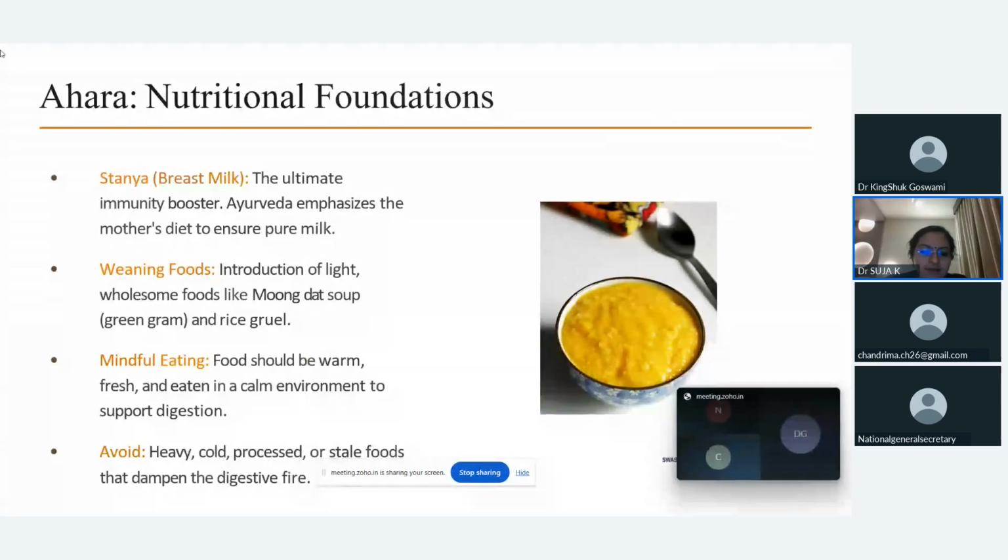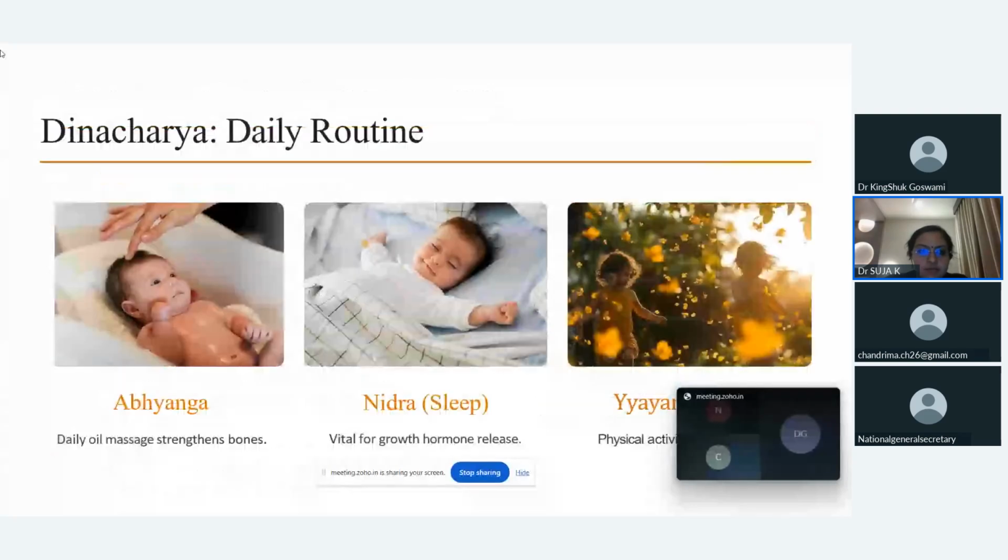You should avoid heavy, cold, processed or stale foods. These are the dinacharyas that should be followed in children. Abhyanga. Abhyanga majarit nityam sa jarasramavadaha.